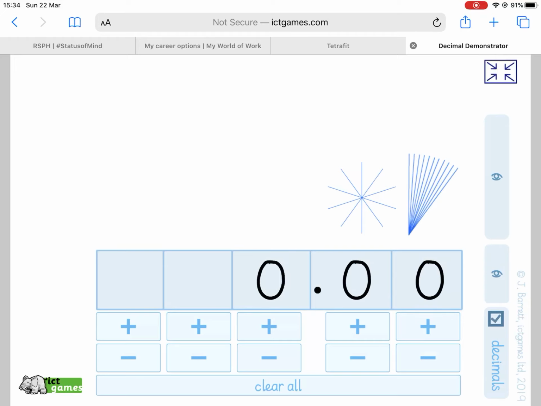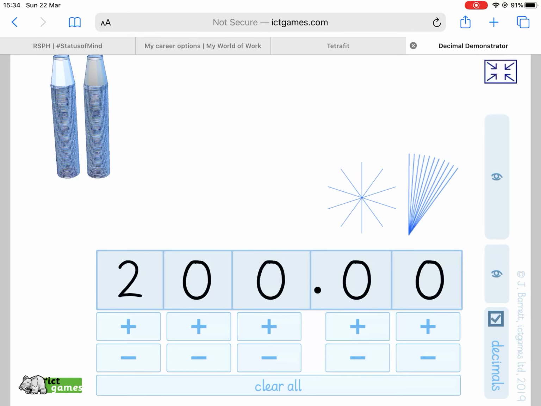If I add in 1/10, so I've now got 10, it was in one bundle of 10. If I add in 100, I get a bundle of 100, I'm going to get 200, 300. That's the way that this demonstrator gives you that pictorially.